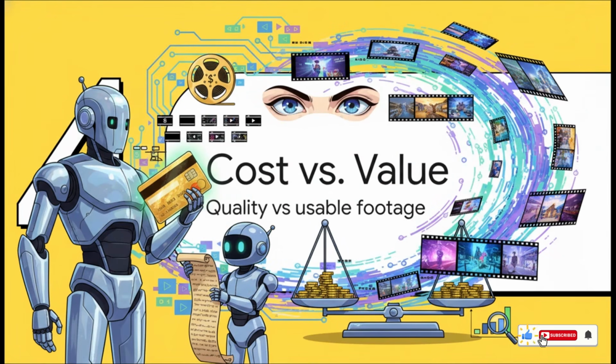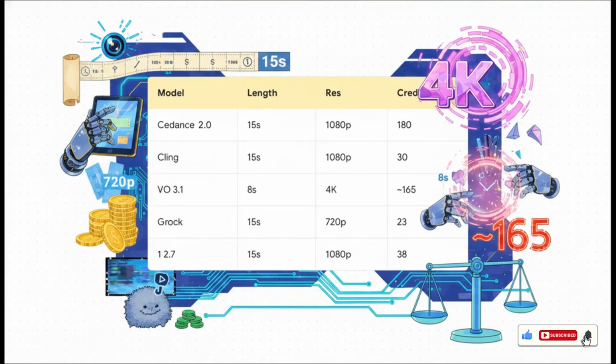Let's bring it back to reality with round 4, cost versus value, looking past raw quality to usable footage. Okay, so the math here can be incredibly deceptive because you really can't just look at the raw credit cost. You have to ask yourself, how much usable video am I actually getting? Seedance 2.0 is clearly positioned as a premium model at 180 credits, but that buys you a full 15 seconds at 1080p.